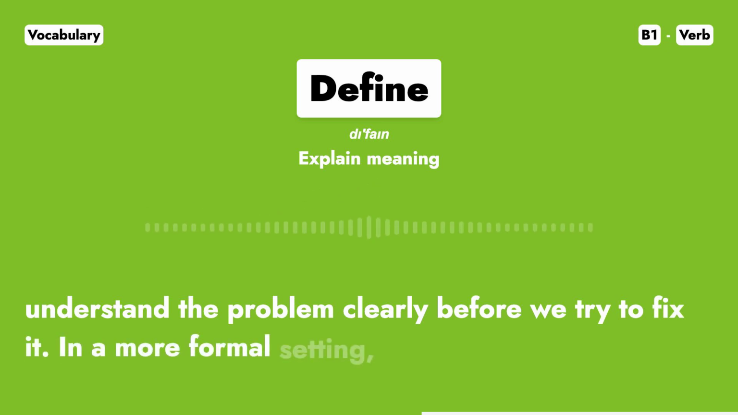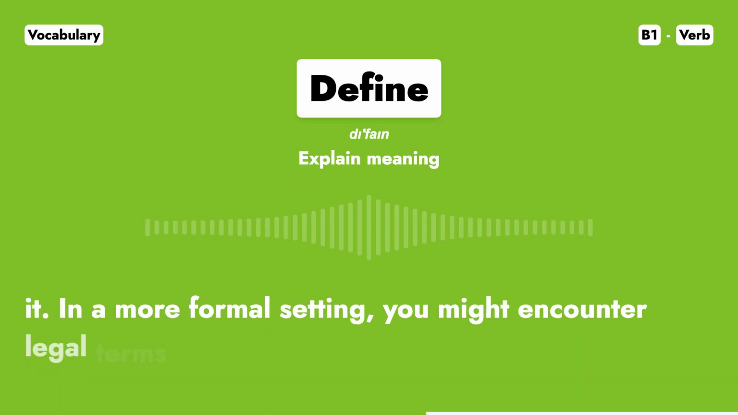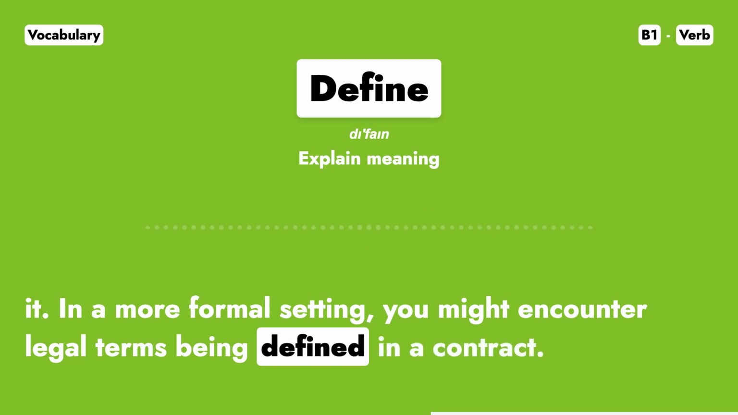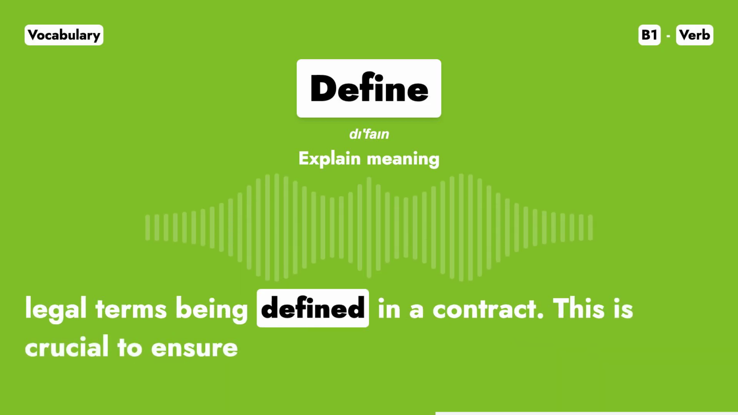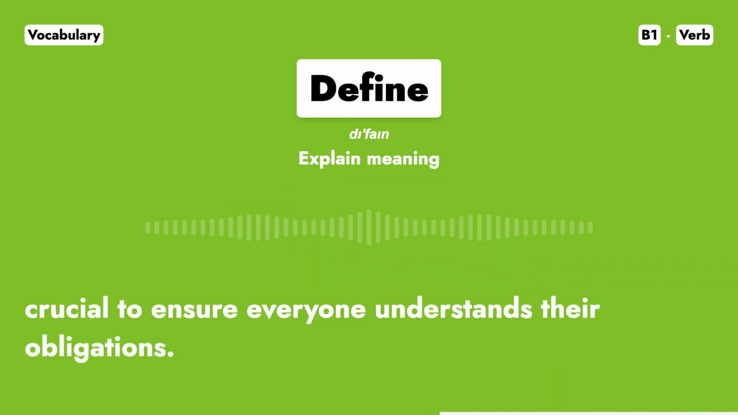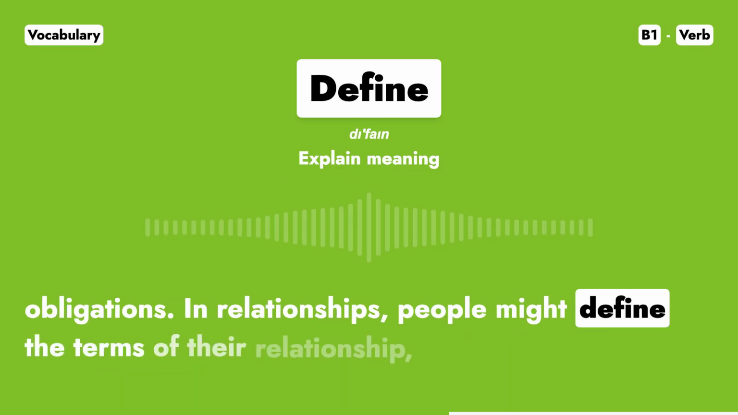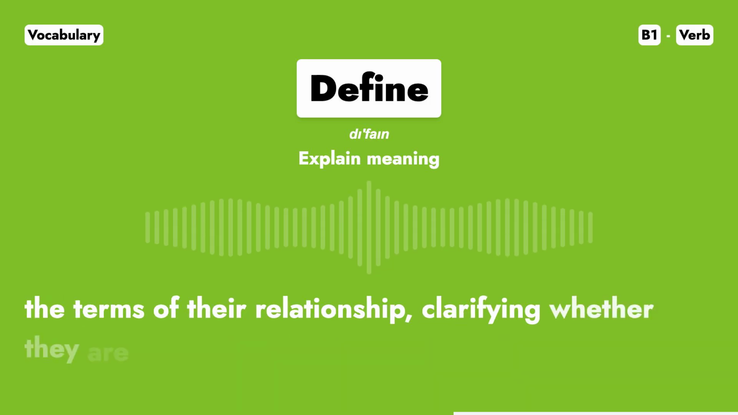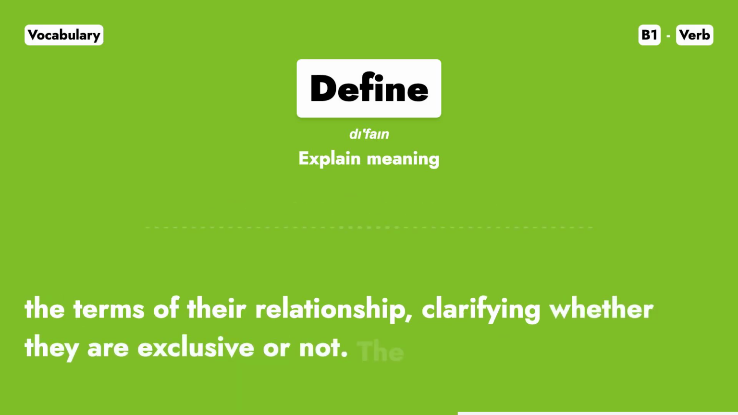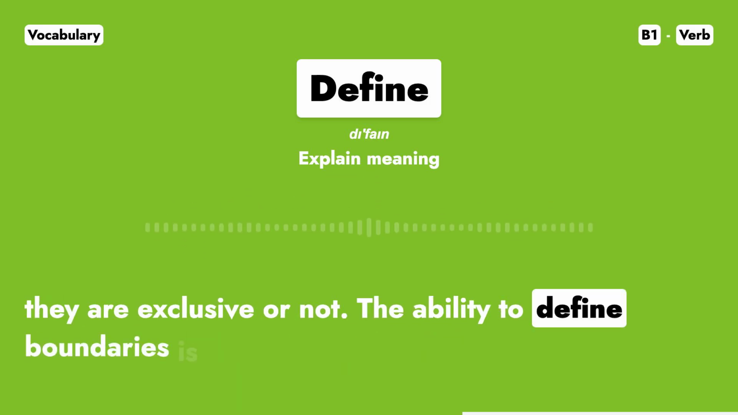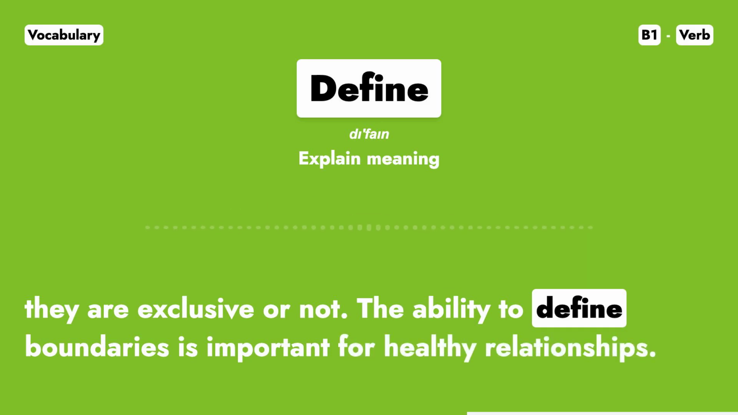In a more formal setting, you might encounter legal terms being defined in a contract. This is crucial to ensure everyone understands their obligations. In relationships, people might define the terms of their relationship, clarifying whether they are exclusive or not. The ability to define boundaries is important for healthy relationships.